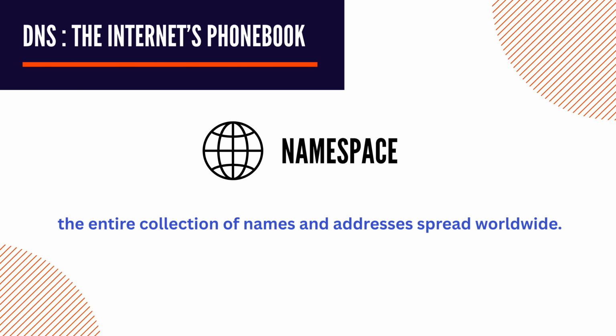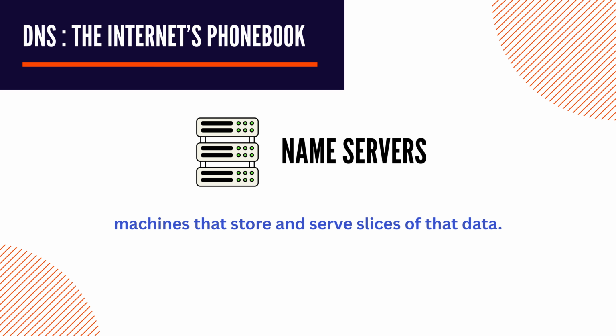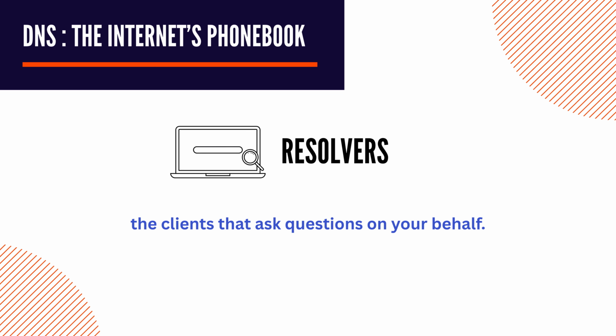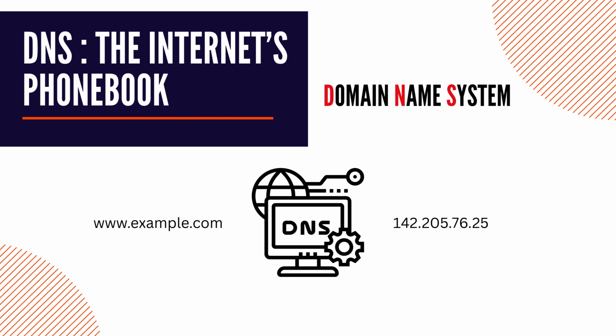Namespace, the entire collection of names and addresses spread worldwide. Name servers, machines that store and serve a slice of that data. Resolvers, the clients that ask questions on your behalf. DNS uses a distributed database model. There's no single giant server to fail. Data lives on thousands of servers, each authoritative for its own zone, the portion of the namespace an organization controls.